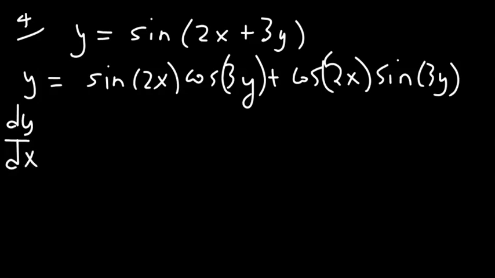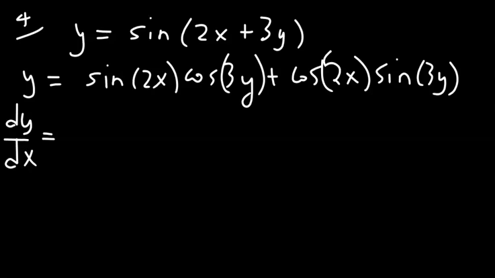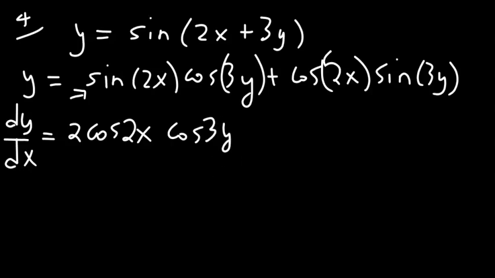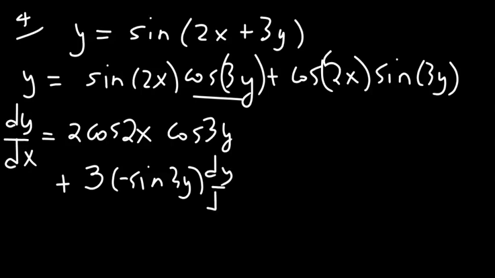The first term is just dy/dx. Now the right-hand side, we have to use the product rule. First we differentiate the sine 2x. That's going to give you 2 cosine 2x. Multiply that with cosine 3y plus, now differentiate this with respect to x. That's going to give you 3 minus sine 3y dy/dx, and multiply that with sine 2x.